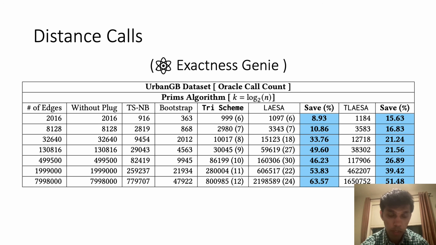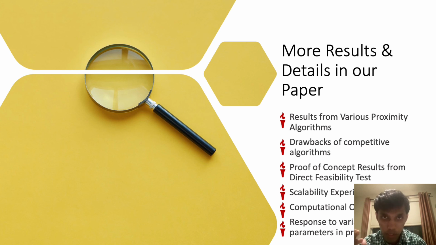Here is a glimpse of the distance savings that we obtained using the PRIMS algorithm. Here you can see multiple fields. We would like you to look at only the last four columns: LESA, the save, TLESA, and the save. You can see that as the scale increases, your distance savings go up, and it does incredibly well against LESA and TLESA, in the order of 63 to 51%, and even the 63% is in the order of millions of distance calls. There are more details in the paper.